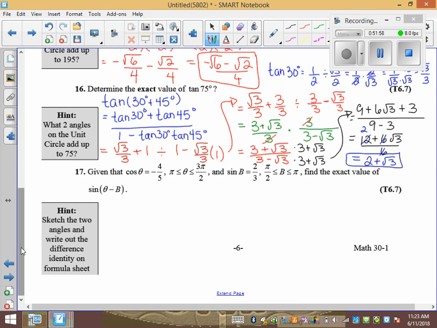The last one, we are given that cos theta equals negative 4 over 5, and theta is between pi over 2 and 3 pi over 2, and sine b equals 2 over 3, with b between pi over 2 and pi. Find the exact value of sine of theta minus b. What is this asking you to do? What's the very first step you should do here? Draw it.